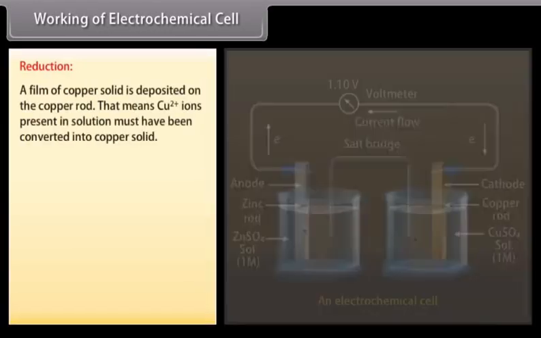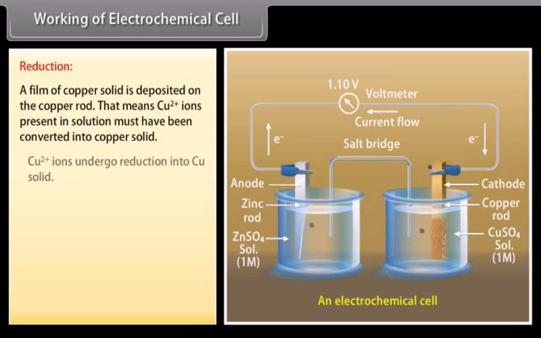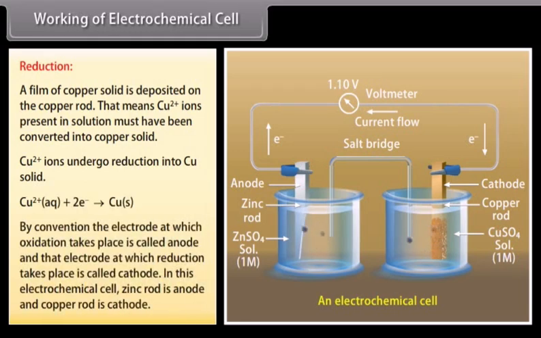Reduction. A film of copper solid is deposited on the copper rod. That means copper ions present in solution must have been converted into copper solid. Copper ions undergo reduction into copper solid. By convention, the electrode at which oxidation takes place is called anode, and that electrode at which reduction takes place is called cathode. In this electrochemical cell, zinc rod is anode and copper rod is cathode.